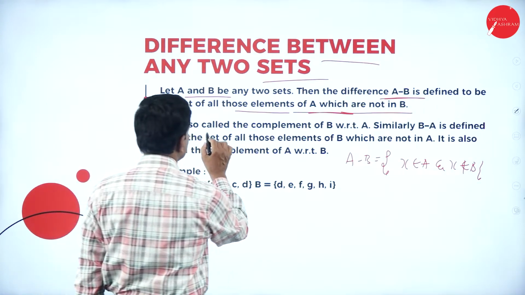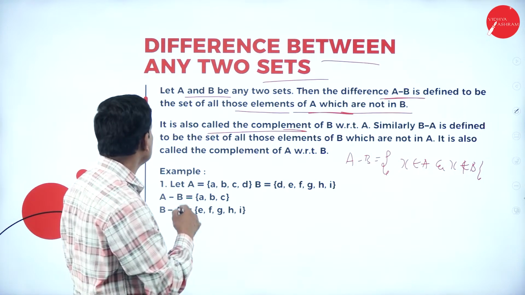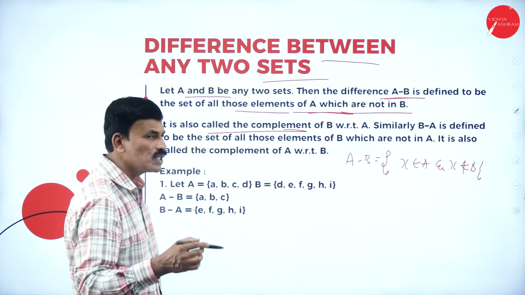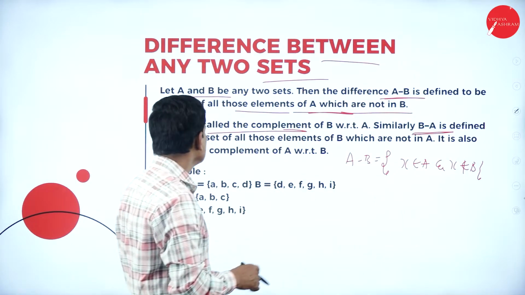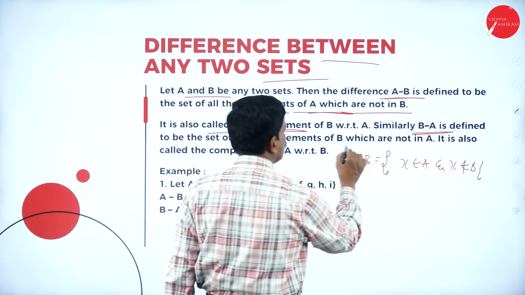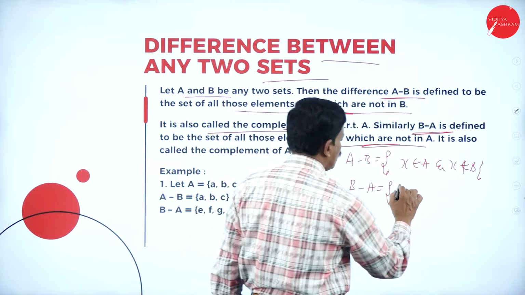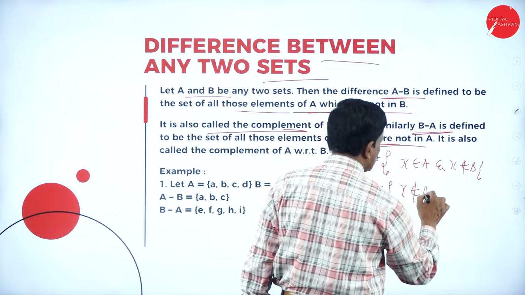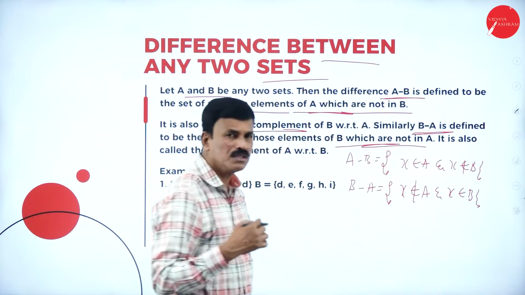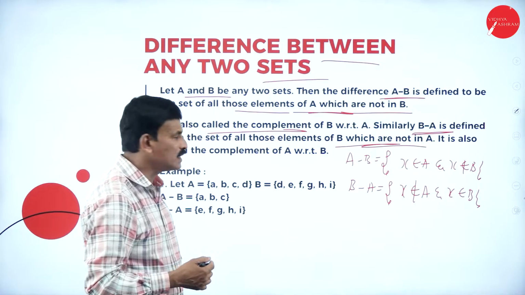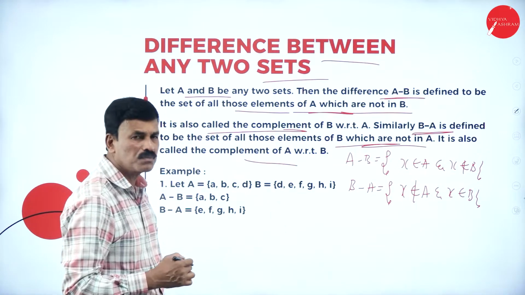This A minus B is also called the complement of B with respect to A. Similarly, B minus A is called the difference between B and A. It is the set of all those elements which are in B but not in A, denoted as B minus A. It is also called the complement of A with respect to B.